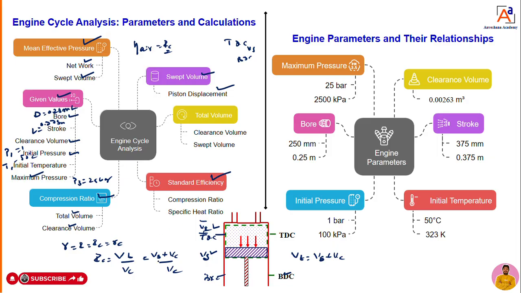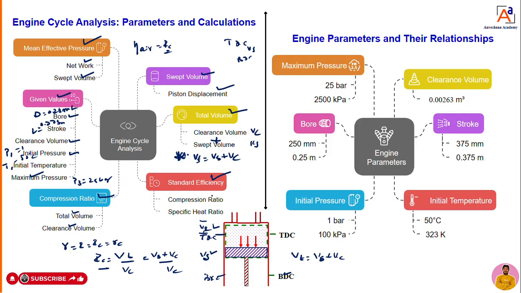This is nothing but the compression ratio. To calculate this compression ratio, what are the two important things you have to remember here? Total volume and clearance volume. Total volume is a combination of clearance volume plus swept volume. This clearance volume is Vc, swept volume is Vs. Therefore, Vt is equal to Vs plus Vc. Once you know the total volume, you can calculate the compression ratio.